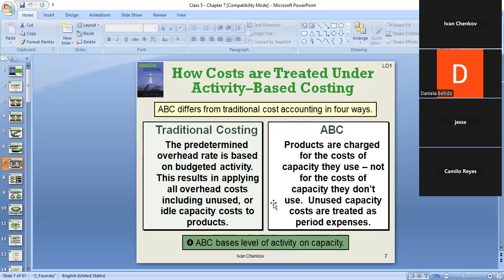In activity-based costing, compared to the traditional, the product will be charged only for the capacity and use of the activity that it's actually using. Unused capacity is not going to be charged to those products. So that's how we're going to get a more accurate cost of our product, because we're not going to dump the cost in our product just because we have it as a cost. We're going to find out, is this actually related to us? And if it's actually related to this product, then we're going to apply it.